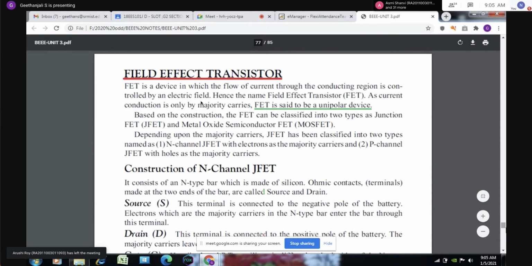First we will discuss about the FET. The field effect transistor is abbreviated as the FET. See, all of you go through this slide. I will explain in detail.